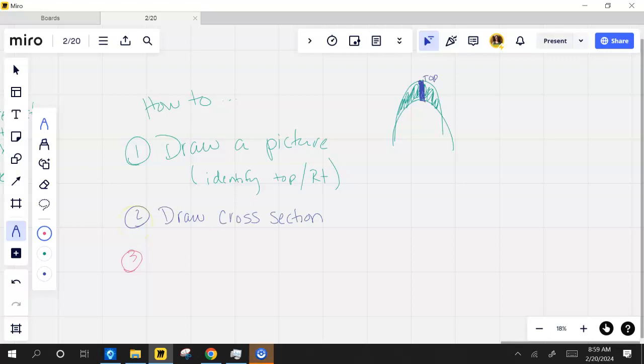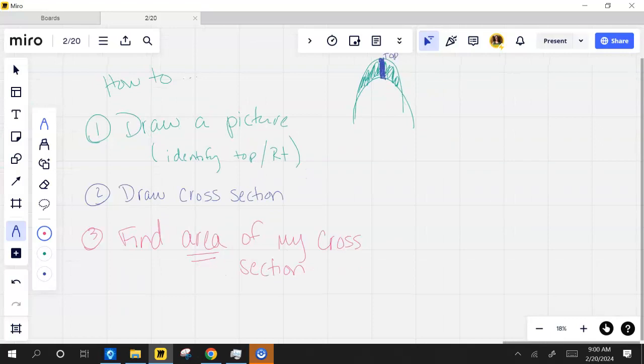All right, so the next thing I'm going to do is find the area of my particular cross-section. And this is where it kind of gets hard. It'll tell you what the shape is. If it says square, the area of a square is side times side, right? Or a rectangle, which is length times width, but it'll tell you what that particular area is, okay?